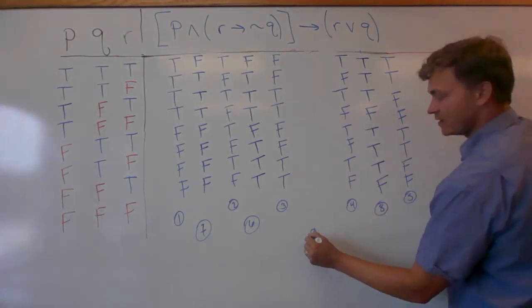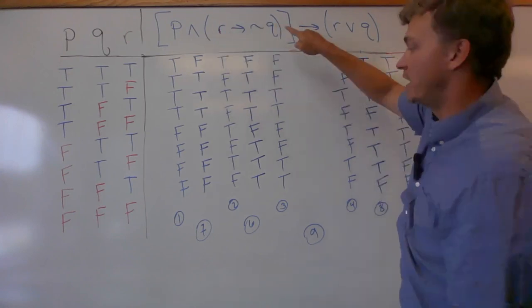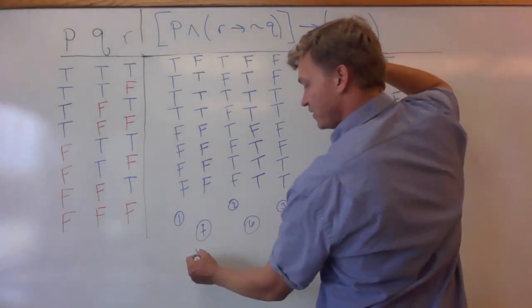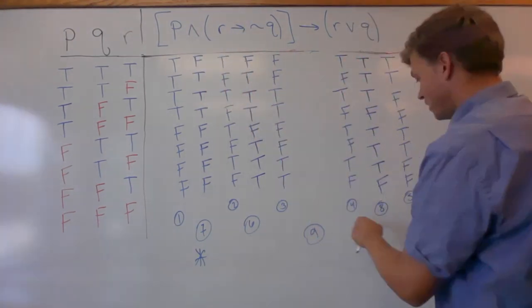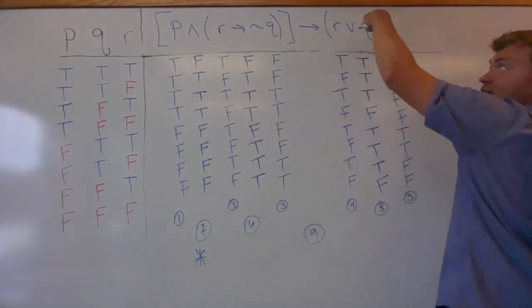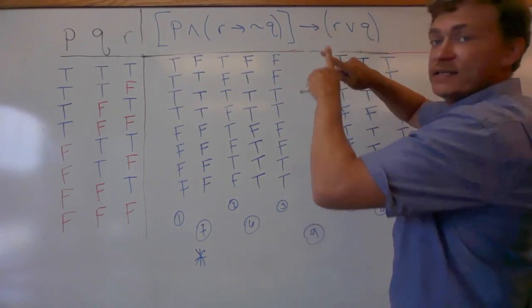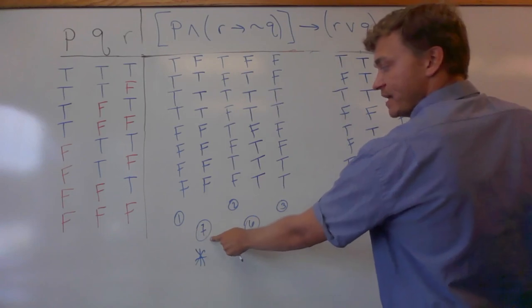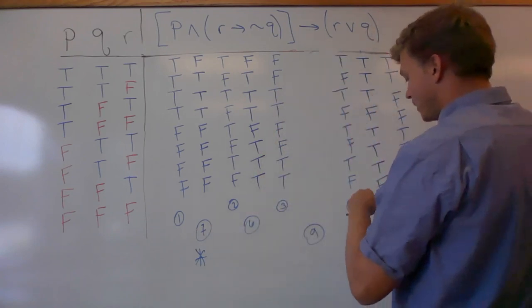So lastly, our ninth and final column, our imply statement. What are we implying over here? Well, that is our column seven. Column seven, the and connective, brings everything together over here. Column eight brings everything over here. The implication symbol, the last thing that we'll work with, brings everything together. Column seven implies column eight. So let's see what we can come up with here.